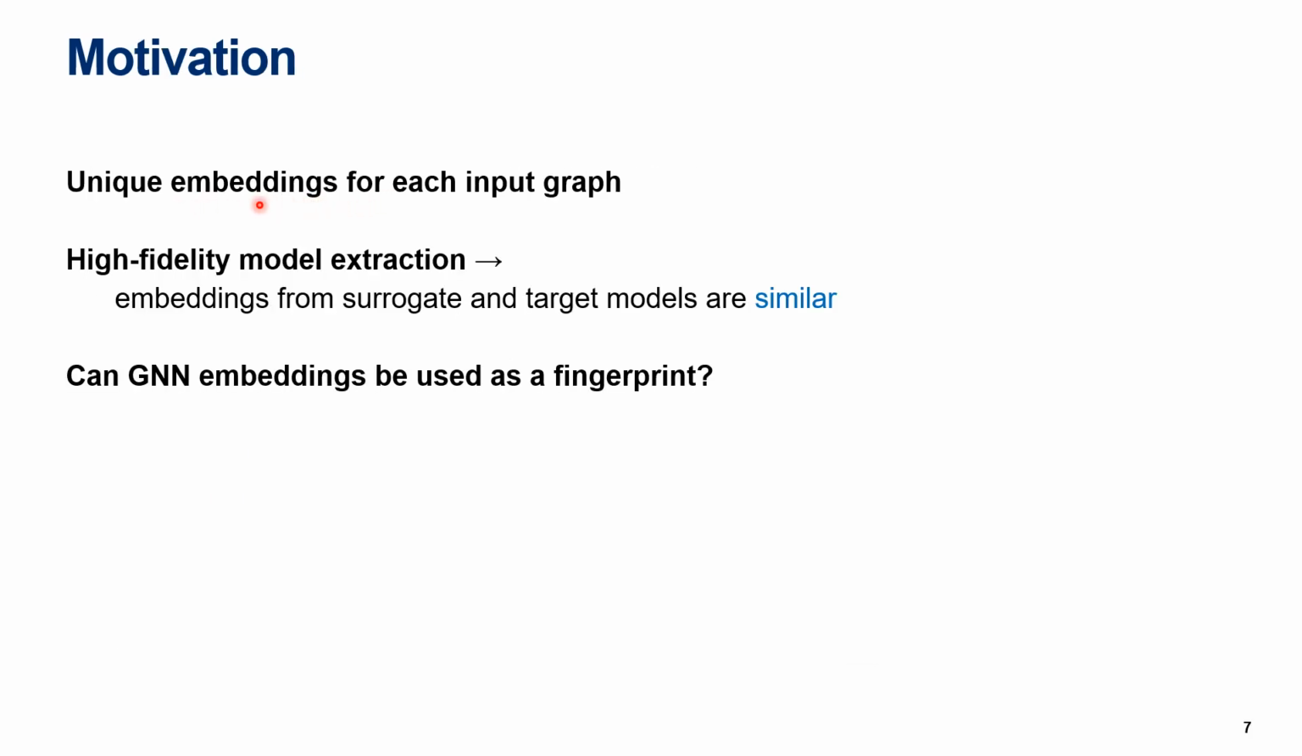Now, because we know that each input graph generates unique embeddings and we show that the attack's goal is to have high fidelity, we intuit that embeddings from surrogate and target models are going to be similar. In which case we ask the question, can GNN embeddings be used as a fingerprint?